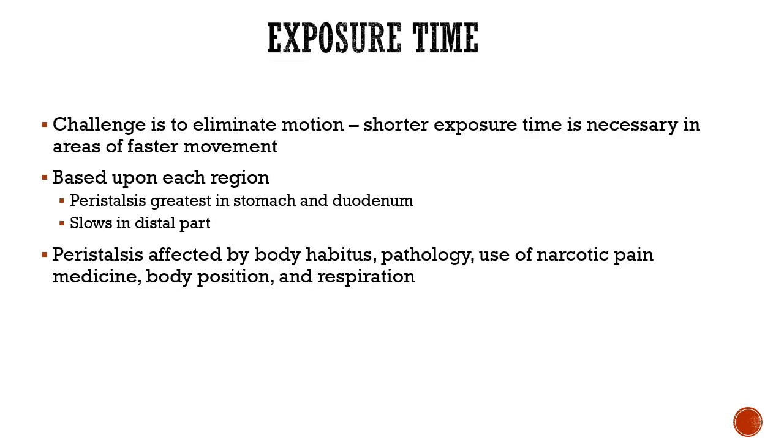Exposure time. The challenge is to eliminate motion. The shorter exposure time is necessary in areas of faster movement. So based upon each region, peristalsis is greatest in the stomach and the duodenum, and it slows in the distal part. Peristalsis is affected by body habitus, pathology, use of narcotic pain medicine, body position, and respiration.